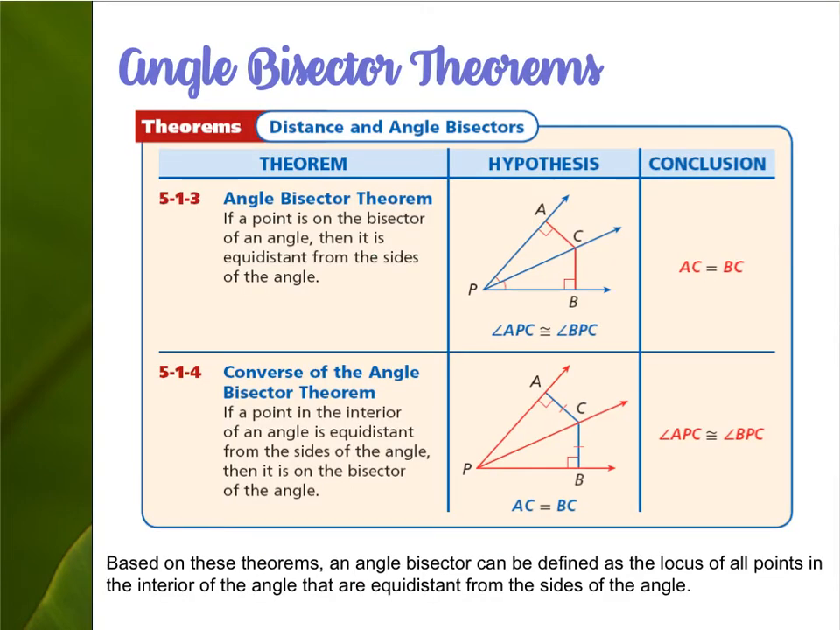Okay, next we have the angle bisector theorem. It states that if a point is on the bisector of an angle, then it is equidistant from the sides of the angle. So if we know that point C is on the bisector, then it is equidistant from the sides of the angle. So it's going to be equidistant from A and from B. So we can say that AC is congruent to BC.